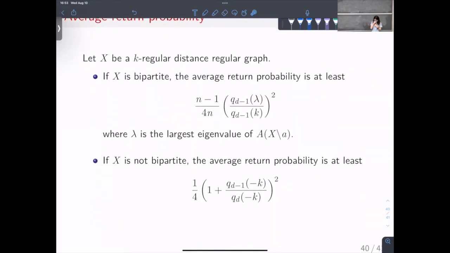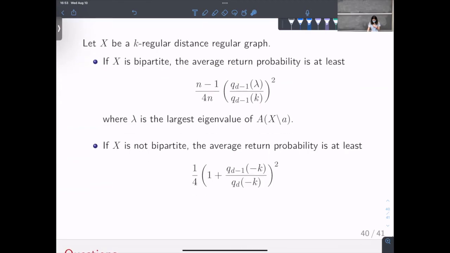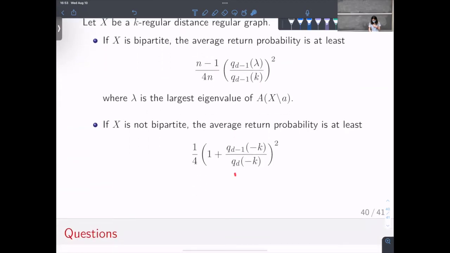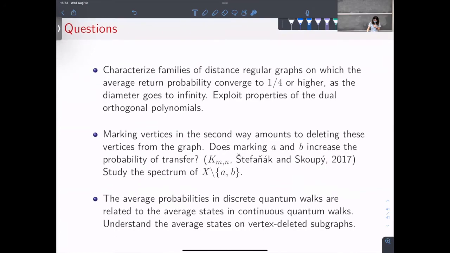So here's the formula for the lower bound. If X is bipartite, then the average return probability has a very similar form. So if you can control the distance between lambda and k, you can prove this goes to 1/4. And if X is not bipartite, you have again an expression in terms of the dual orthogonal polynomials plus something. I think this is somewhere around 1/8, although I haven't worked out the details yet. So, some questions.